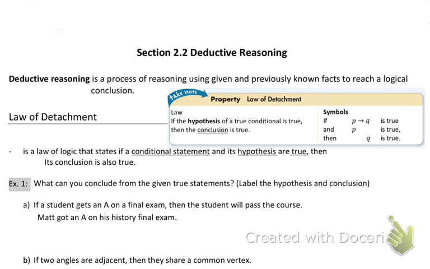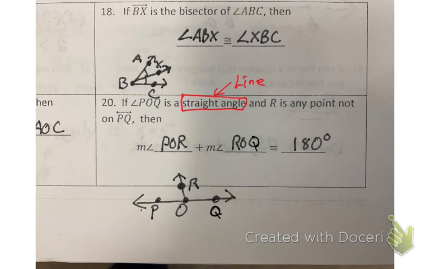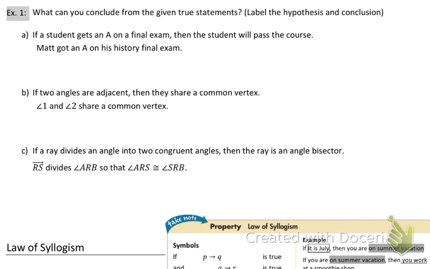You want to get it? We'll just get to it later. But syllogism is the second part of it. So we have law of detachment and syllogism, but we'll see that in a second. So let's just talk about law of detachment. Law of detachment says, if your hypothesis is true, then your conclusion must also be true.